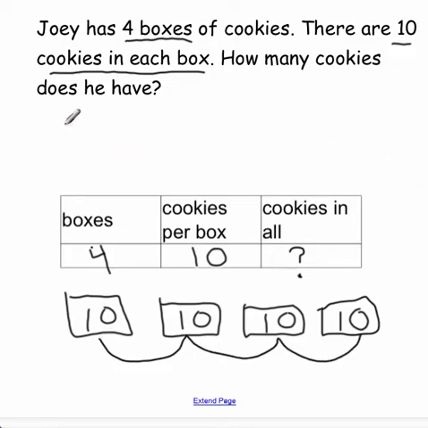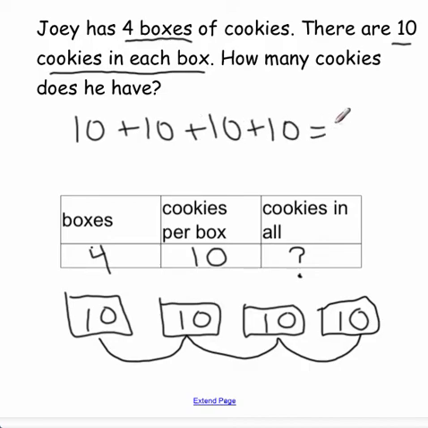I could do a number model. This is step 4 of my problem. I could do a number model that would look like this. 10 plus 10 plus 10 plus 10 equals my answer, which would be 40. And of course, what am I counting? I have to do my unit. The unit would be cookies. This would be a correct number model using addition.